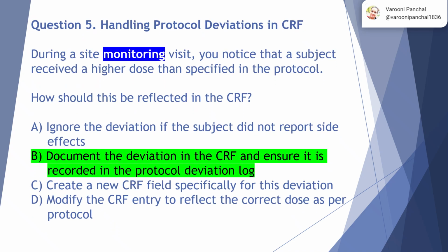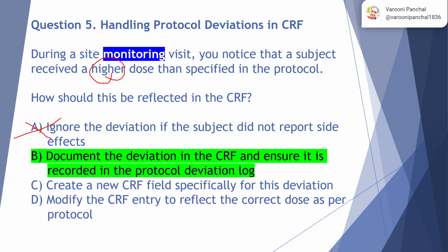Question 5. Handling protocol deviations in CRF. During a site monitoring visit, you notice that a subject received a higher dose than specified in the protocol. How should this be reflected in the CRF? Option A. Ignore the deviation if the subject did not report side effects. No, such kind of deviations, even if the patient has received a higher dose, you cannot ignore, because this is not as per the calculated dose. This is a given dose which was not even scheduled, right? So such deviations you cannot ignore.